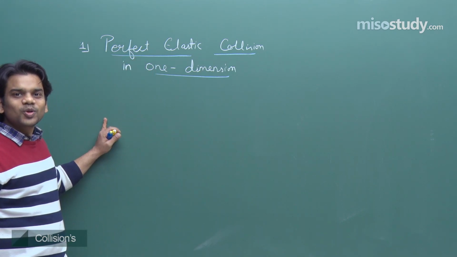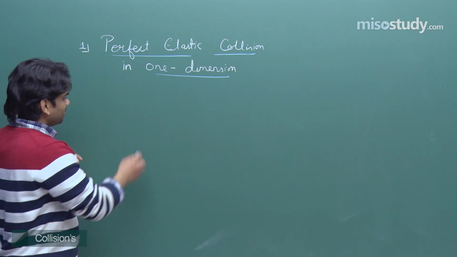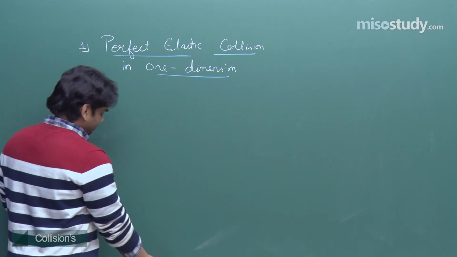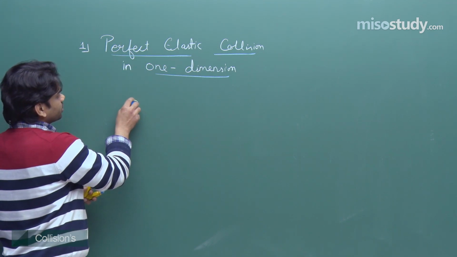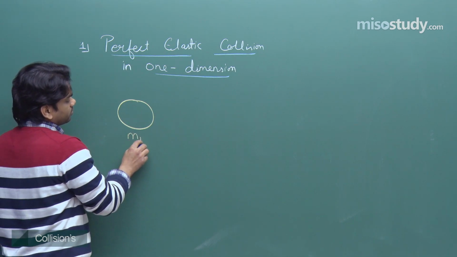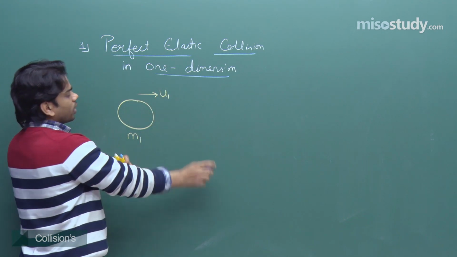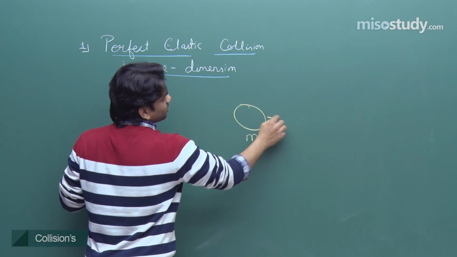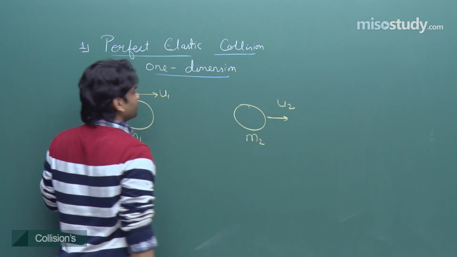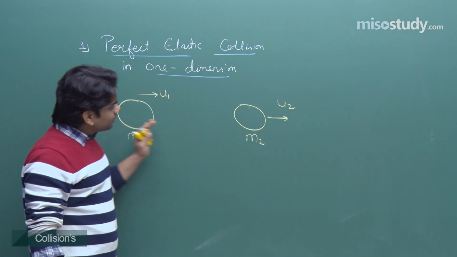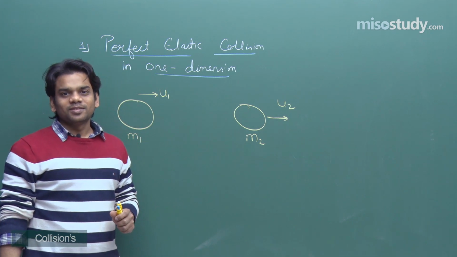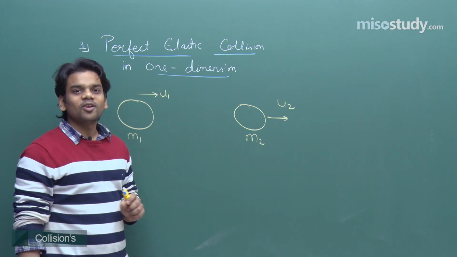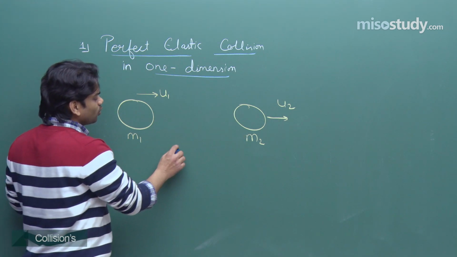Two objects, both moving with some speed, let them collide. So I am marking here two objects, and let us say these are the two objects. Mass m1, let us say it is moving with initial speed u1. Then we have mass m2, object 2, moving with speed u2. Both are moving along the same straight line such that u1 is greater than u2.